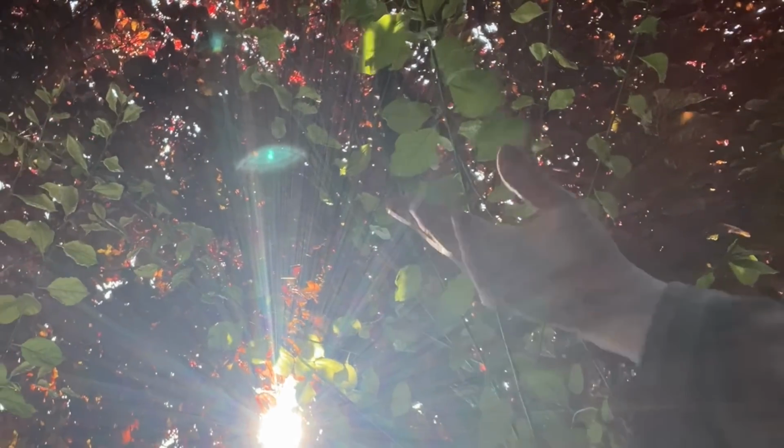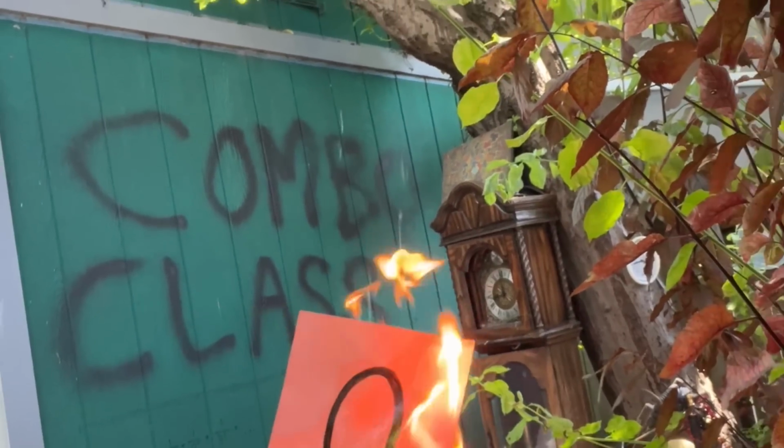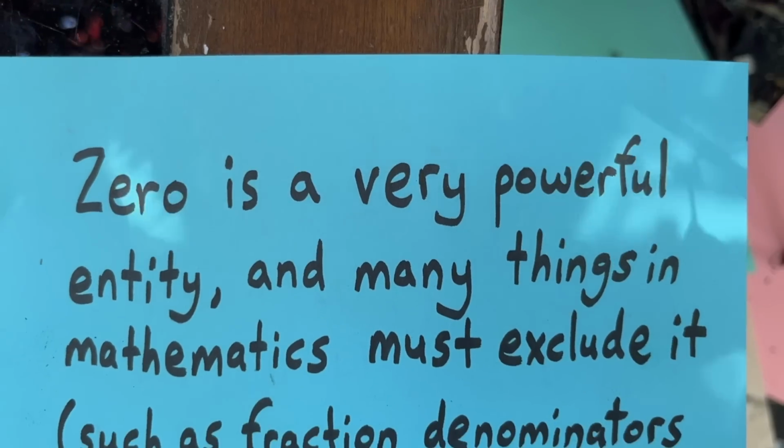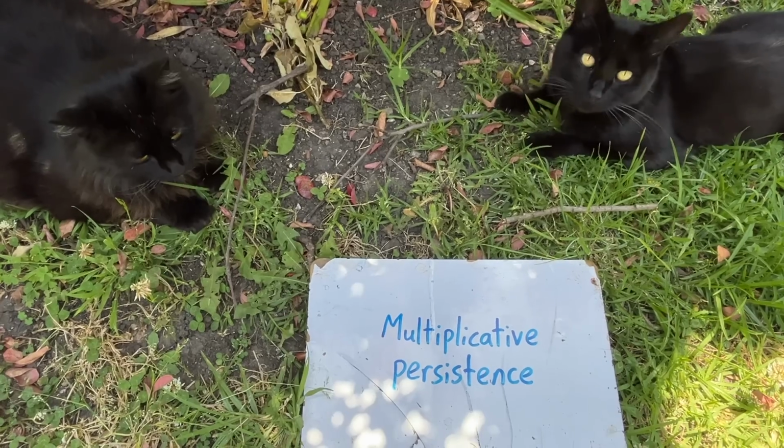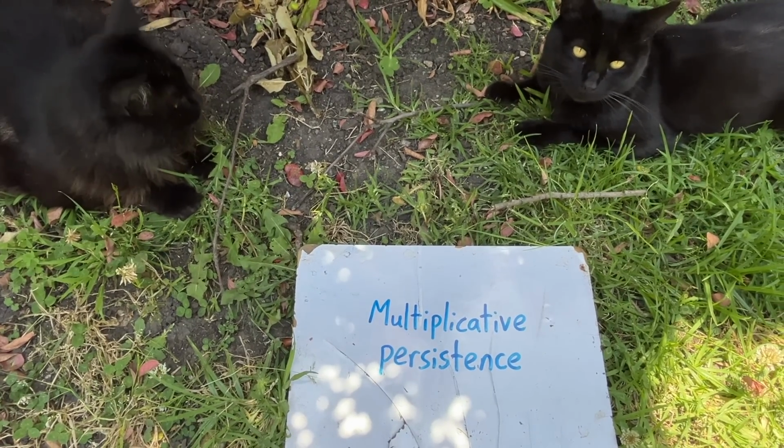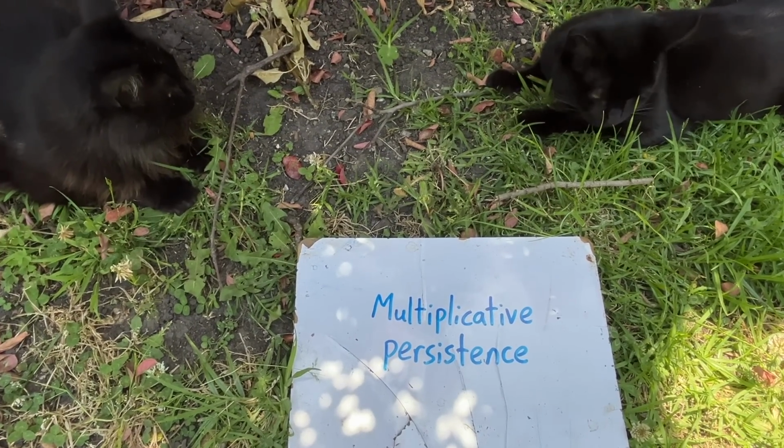0 is an amazing number, but sometimes can be too powerful and need to be excluded from some realms. This happens in common aspects of math, like how you can't divide by 0, and it also already happened within this episode related to multiplicative persistence.